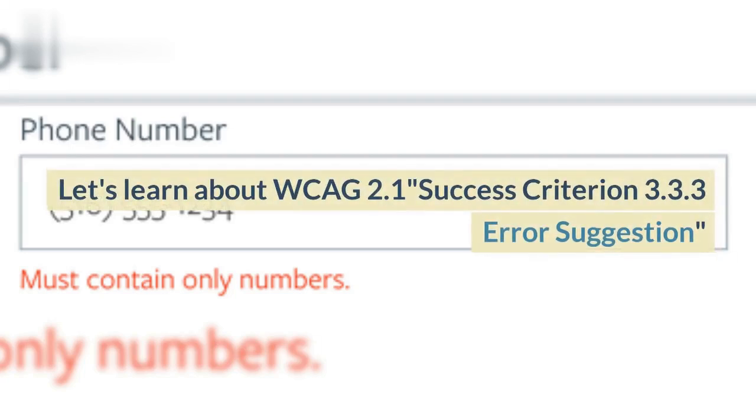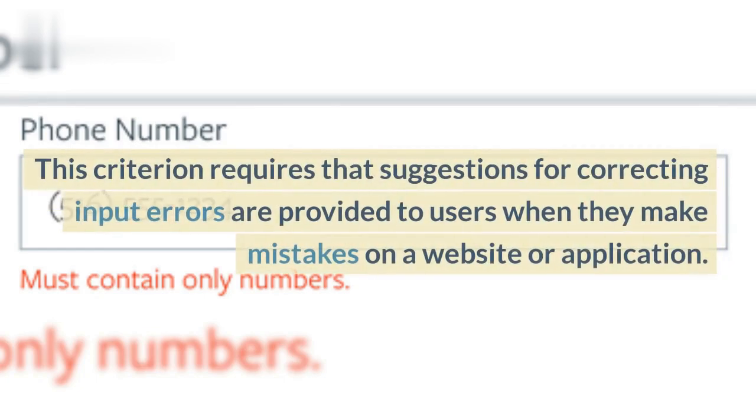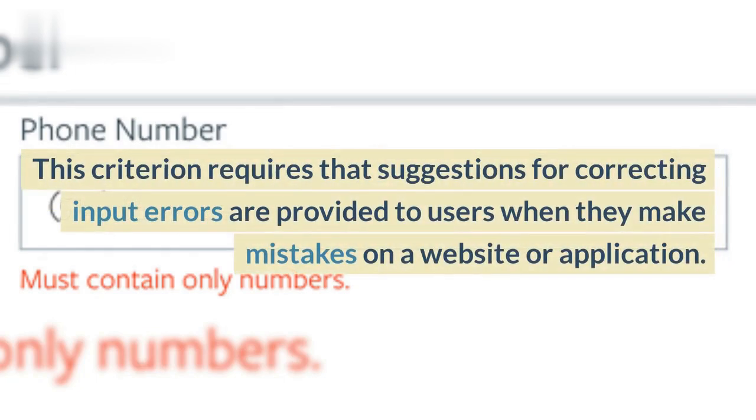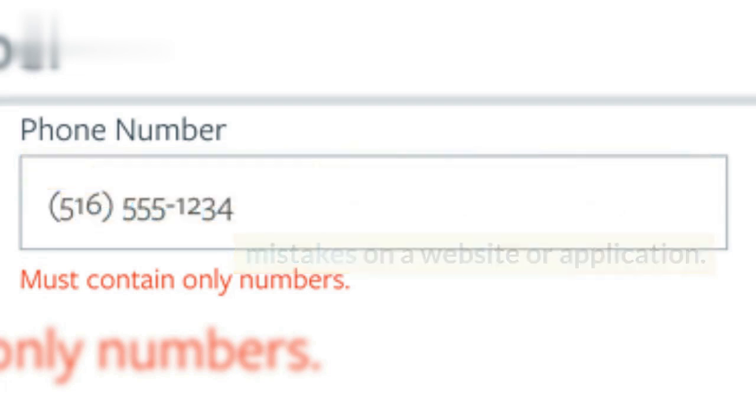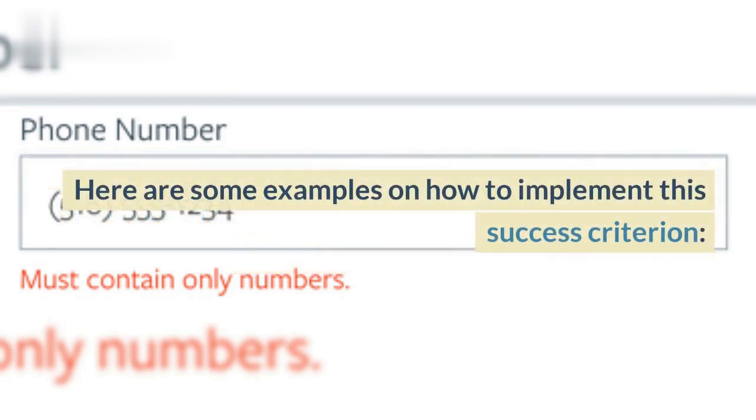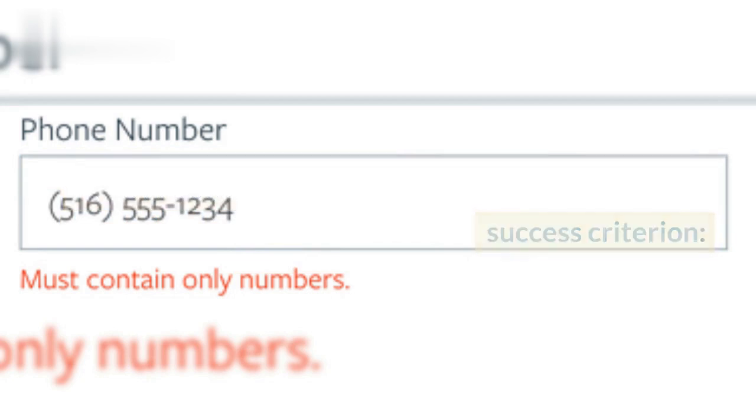Let's learn about WCAG 2.1 Success Criterion 3.3.3 Error Suggestion. This criterion requires that suggestions for correcting input errors are provided to users when they make mistakes on a website or application. Here are some examples on how to implement this success criterion.